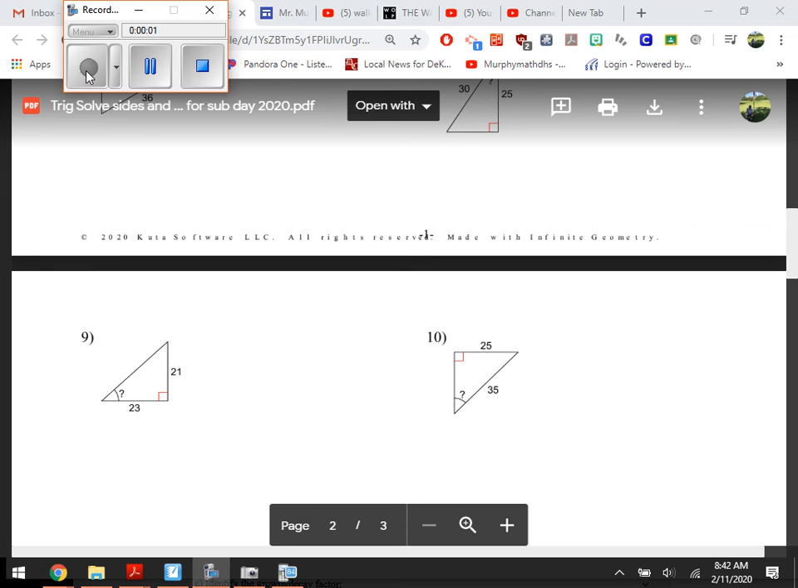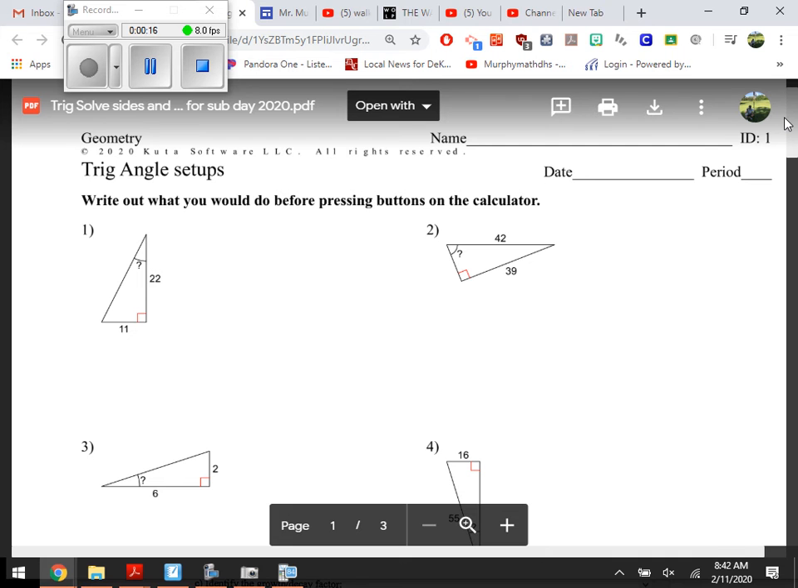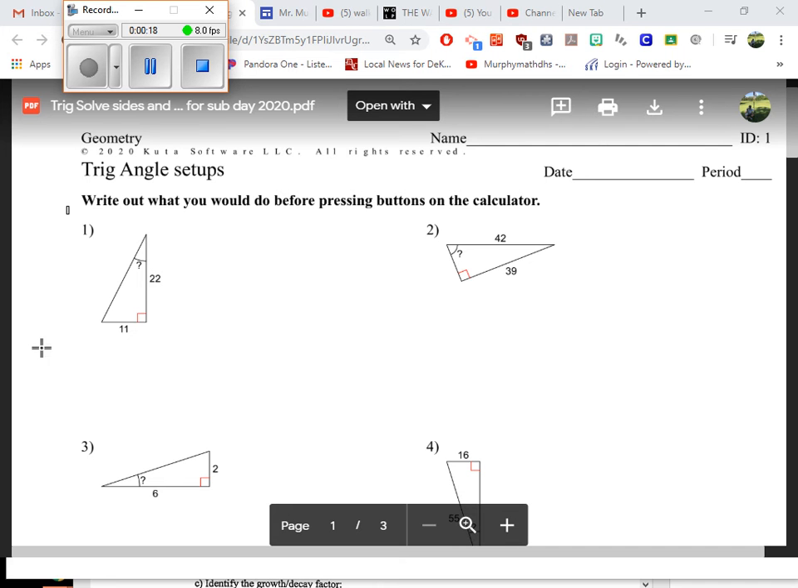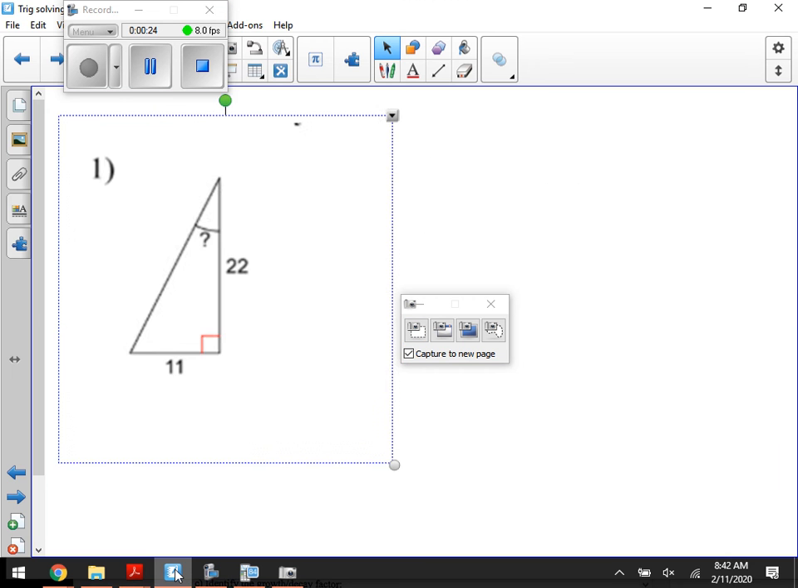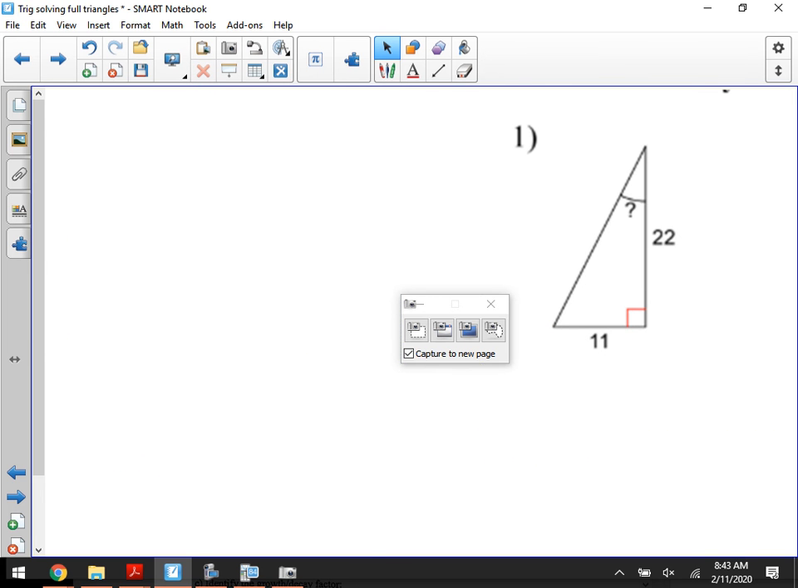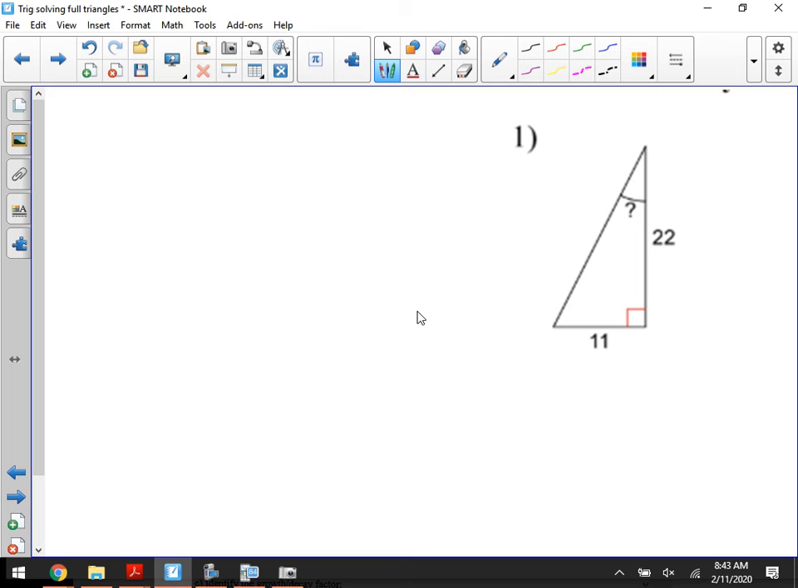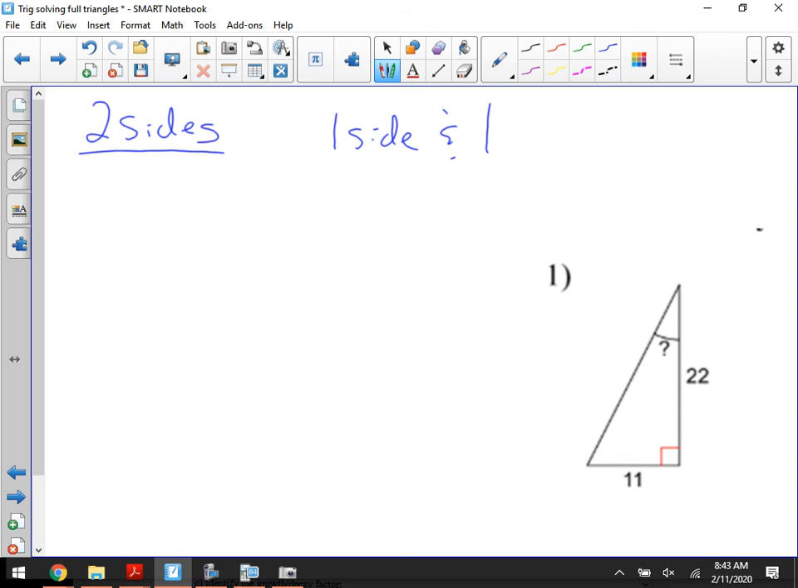To solve for all parts of triangles, you only have two ways to start. If you're going to solve for your triangles, let me go up here and pick one of these real quick. Let's look at number 1 for an example. If we're going to solve for everything in the triangle, there's two things. You're either going to have two sides, or you're going to have one side and one angle.